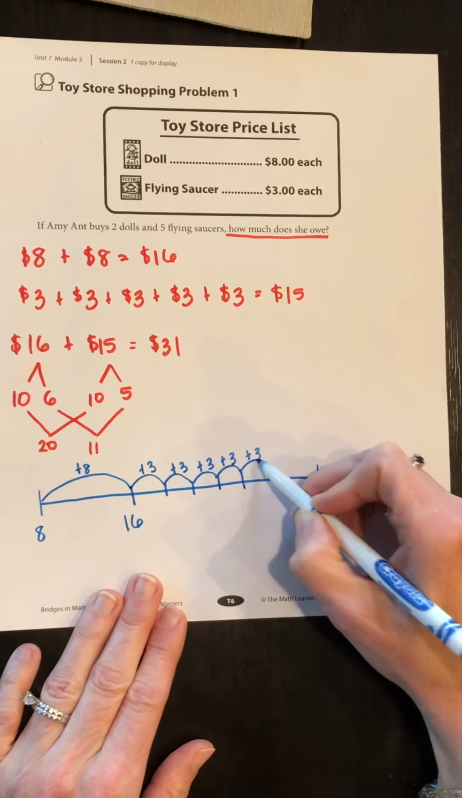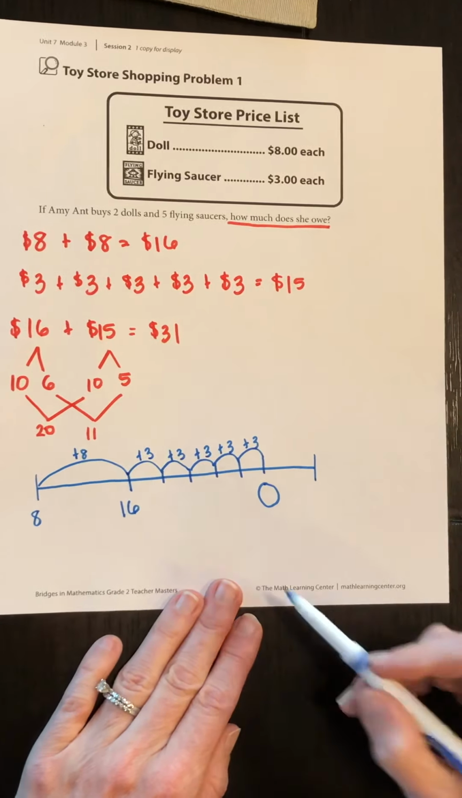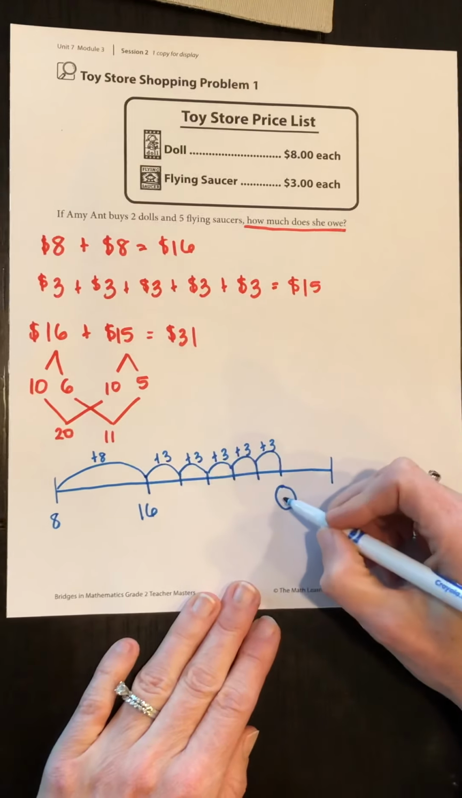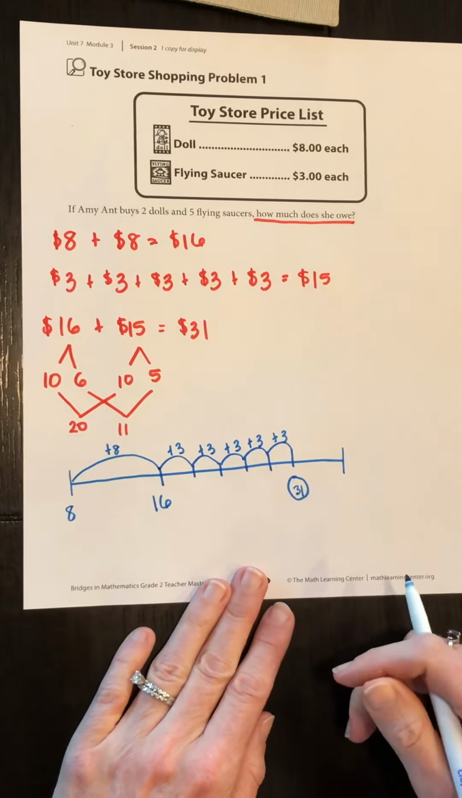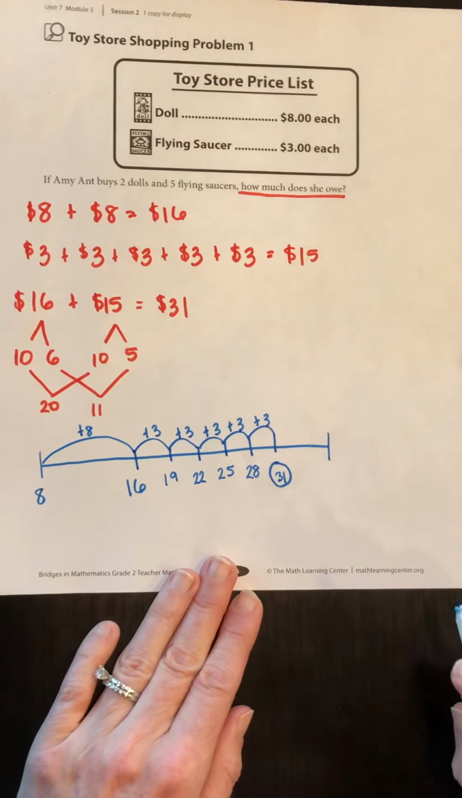To find out what number I would land on. Now, as we saw above, we already know that the answer is going to equal 31. But remember, when we're using an open number line, it's just as important to show our work, recording what number we land on with each jump. So if I add 16 plus 3, 19 plus 3, 22 plus 3, 25 plus 3, and 28 plus 3, I will have made all of my $3 jumps on the open number line to get $31.